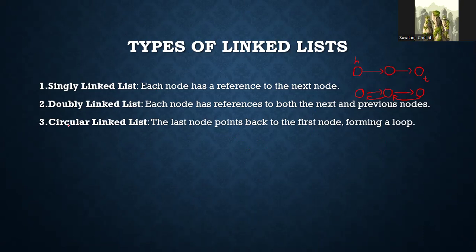And then a circular linked list, the last node points back to the first node, which forms a loop. So we've got some kind of orientation like this. Our head node there, that node there, and then that node there, our tail node. So we have this orientation, but in a circular linked list, the last node references the first node, which creates a loop.